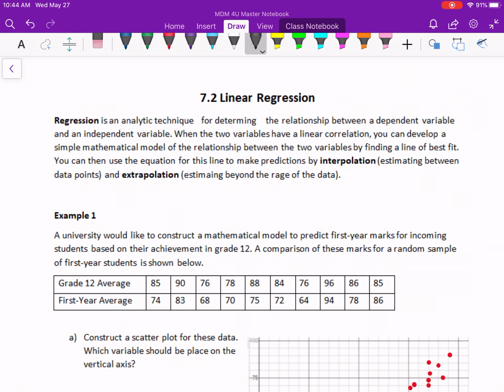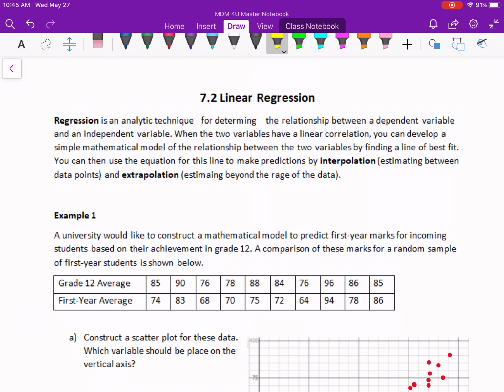Today we're going to carry on looking at two-variable statistics. In particular, we're going to look at something called linear regression. Regression is an analytical technique for determining the relationship between a dependent variable and an independent variable. Picture your scatter plots, x-axis independent, dependent is on the y-axis. We're used to that, right?